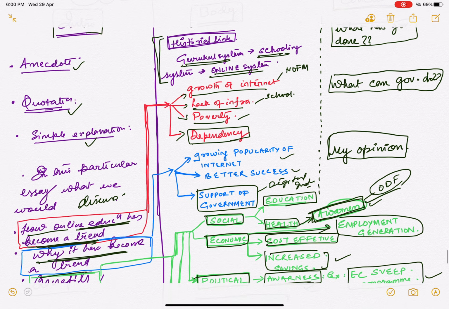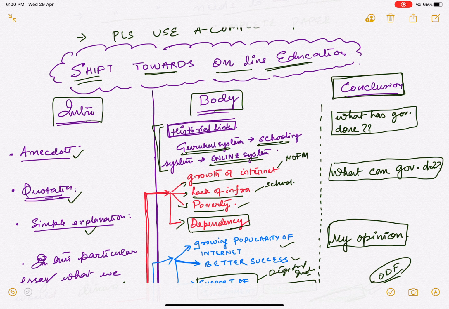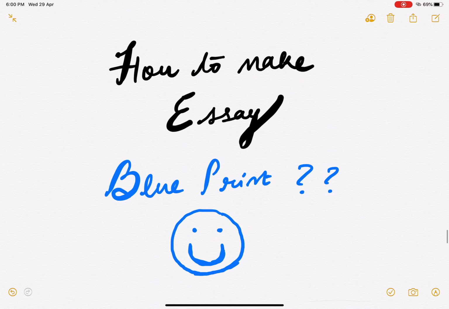Last but not least, that is your opinion, and how exactly you are going to give it: a balanced opinion and a forward-looking opinion. Balanced means yes, there are merits, and yes, there are demerits. Forward-looking means yes, we have to go in the direction of online education because it is helpful. Done. I hope from this you got a complete and brief idea of how to make a blueprint. And Babita, please do not make a blueprint with a single paper or half a paper. Make a detailed blueprint. Thank you.